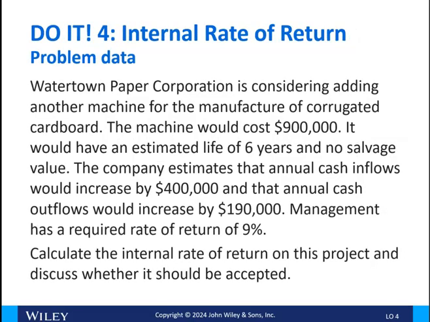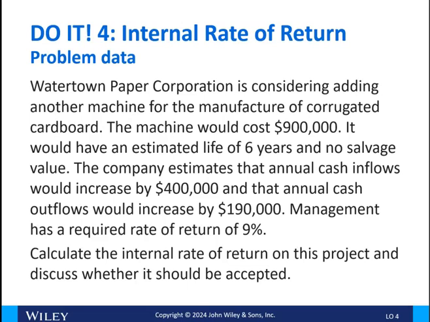So let's go back to our Watertown paper example. Remember, we're going to purchase a new machine, $900,000, 6-year estimated life with no salvage value. Annual cash inflows would increase by 400,000, annual cash outflows would increase by 190,000, which gives us $210,000 net cash inflow. Required rate of return is 9%. Calculate the internal rate of return on this project and discuss whether it should be accepted.